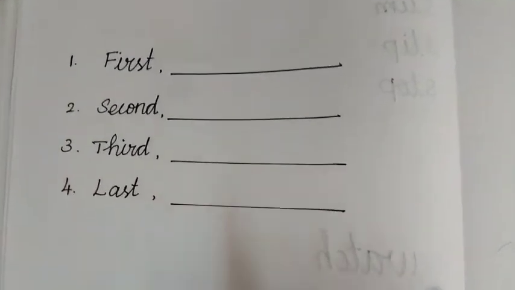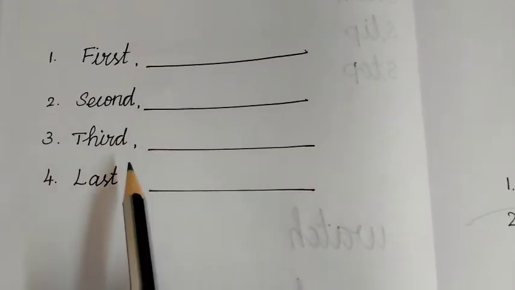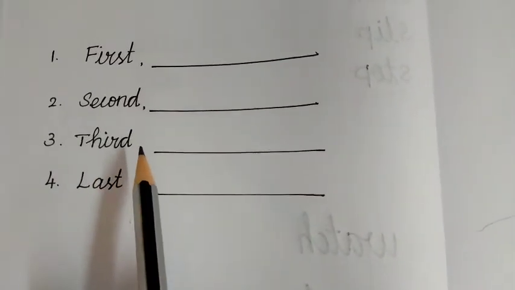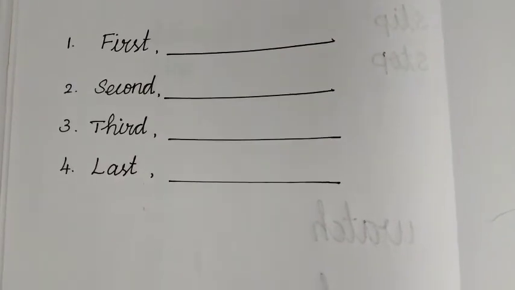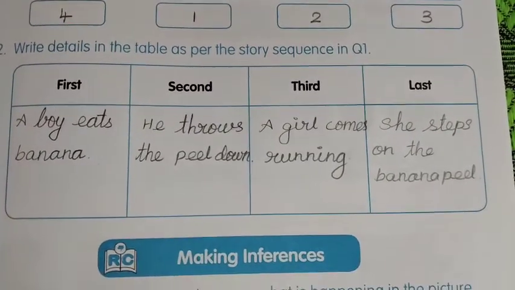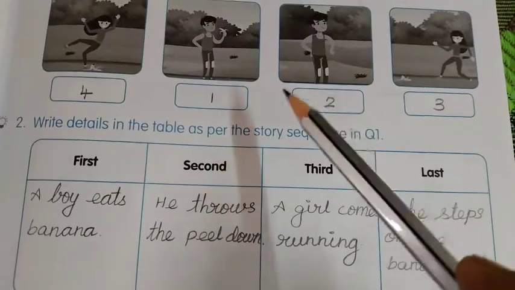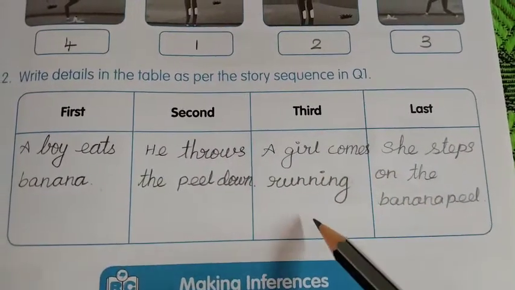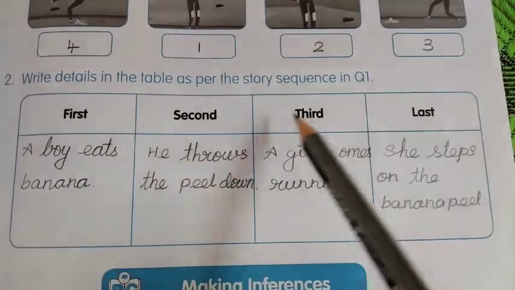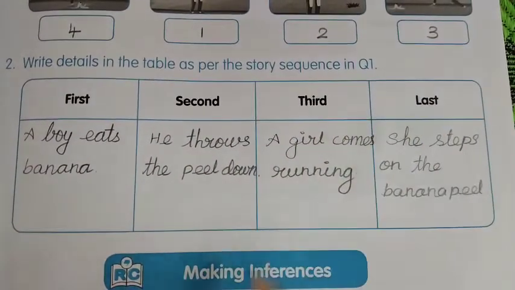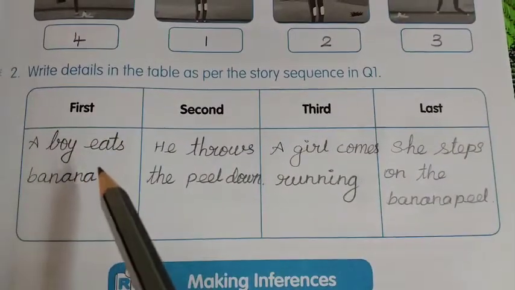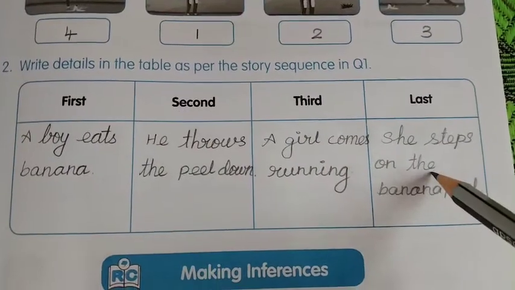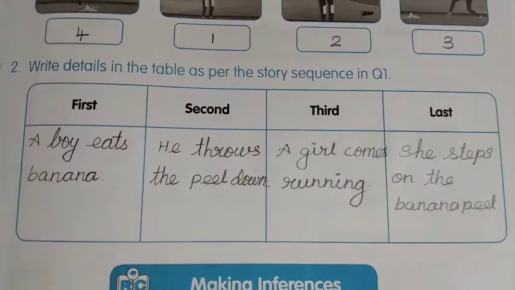You will complete these sentence structures by the help of worksheet 14, question number 1, and then send it in your WhatsApp group. And then with the help of these pictures in question 1, you have to complete this question 2. First, second, third, and then last. What is happening in the first? You have to complete in this, and then second, third, and then last. Like this in your worksheet.